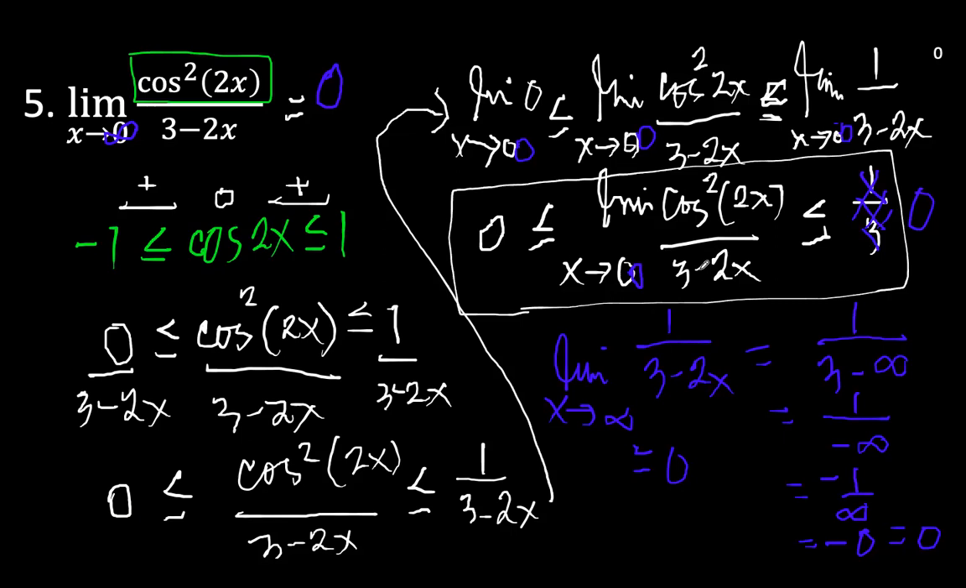Okay, so if it's 1/3, then we cannot find the limit of cosine square of 2x over 3 minus 2x, since there is a big gap between 0 and 1/3, right? There are infinite values that we can find from 0 to 1/3. So therefore, there's no specific value for the limit of the given problem. All right, so for now, it's pending. And we can say that it doesn't exist because there are infinite possible values of the limit from 0 to 1/3. But again, once we change the value 0 to infinity, our answer becomes 0.